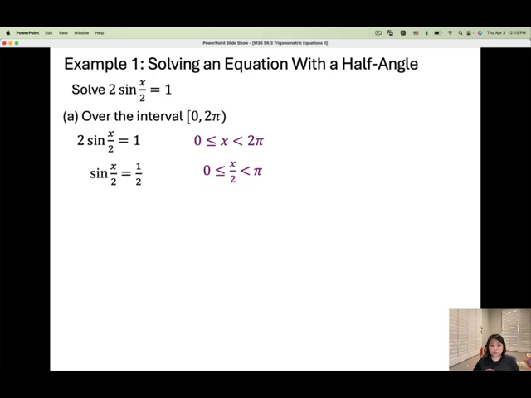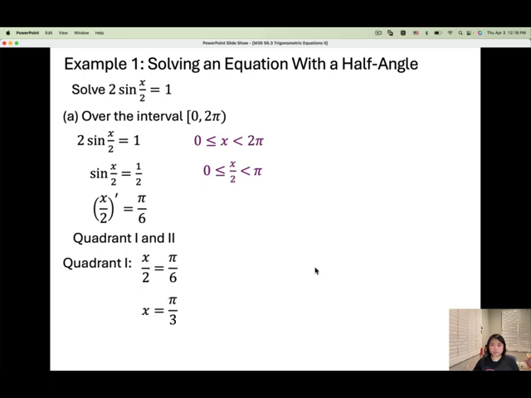What is the reference angle of sine when it's equal to 1/2? You could look at the special triangle. So the reference angle x over 2 will be equal to pi over 6. And since this is positive, the angle has to be in quadrant 1 and quadrant 2. So in quadrant 1, the angle will be equal to the reference angle, which is pi over 6. Okay, and then we want to calculate x, so we multiply both sides by 2. We have the first solution, x equal to pi over 3.